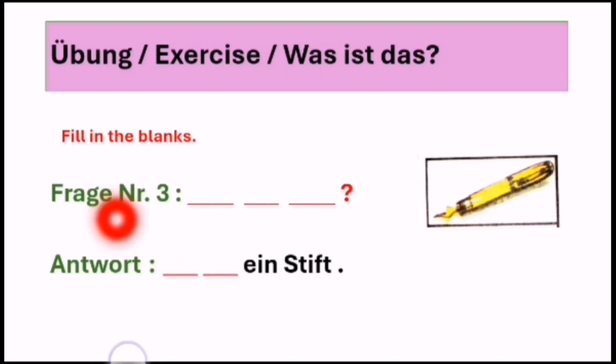Frage Nummer 3. Question number 3. What is it? Write in German. Antwort. Answer. This is a pen. Ein Stift. Write the remaining places, blanks in your notebook.